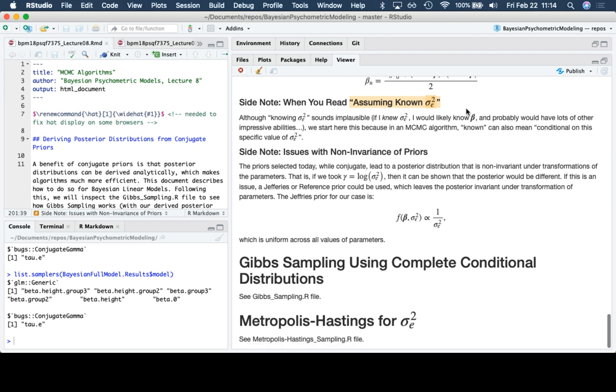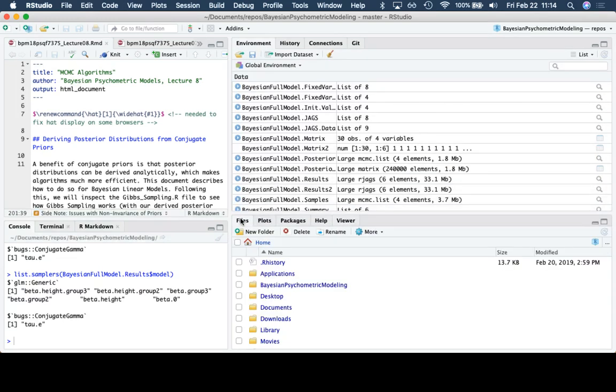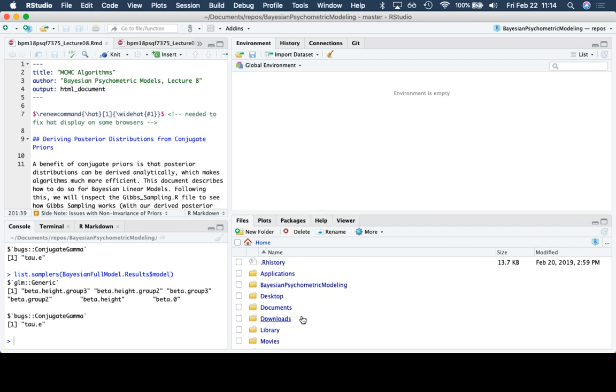Okay, so Gibbs sampling works in that way. And I have two files. One is Gibbs sampling, right here. So I'm going to clear my repos.